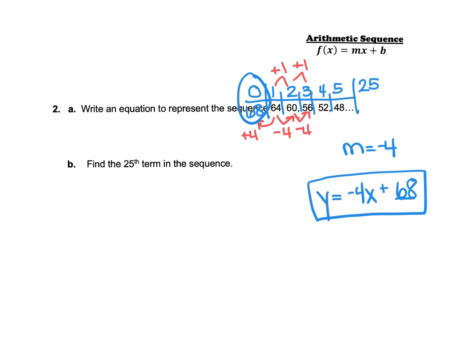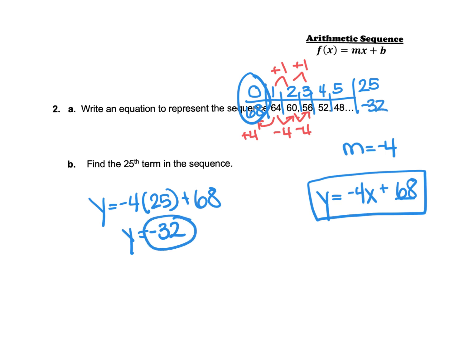So we're going to plug in 25, so we're going to take y is equal to negative 4 times 25, and then plus 68. And so when x is 25, y is going to be equal to negative 32. So I'd have negative 32 right here. So the 25th term is negative 32.